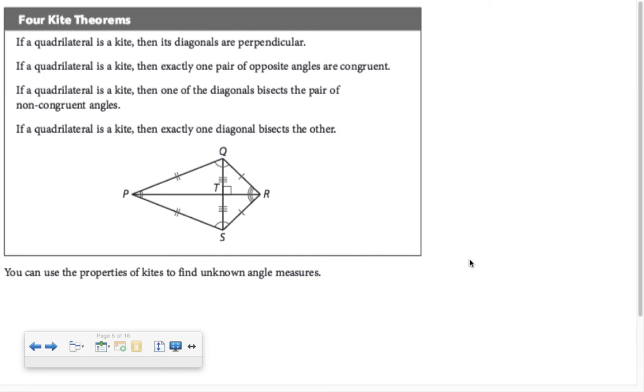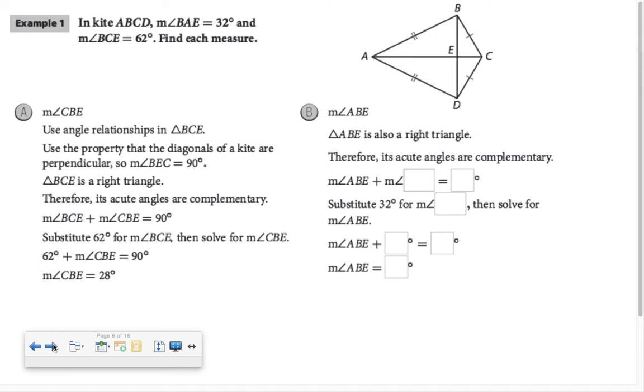So actually, the statements that I made on the previous screen, I hope you'll notice, are a little bit more precise than the theorems that they're giving you. So hopefully they help you in using properties of kites to find unknown measures. So in example 1, they're kind of talking you through the whole thing. They're asking for the measure of angle CBE. In the instructions, they gave that angle BAE, that's this angle here, is 32. And they gave that angle BCE is 62.